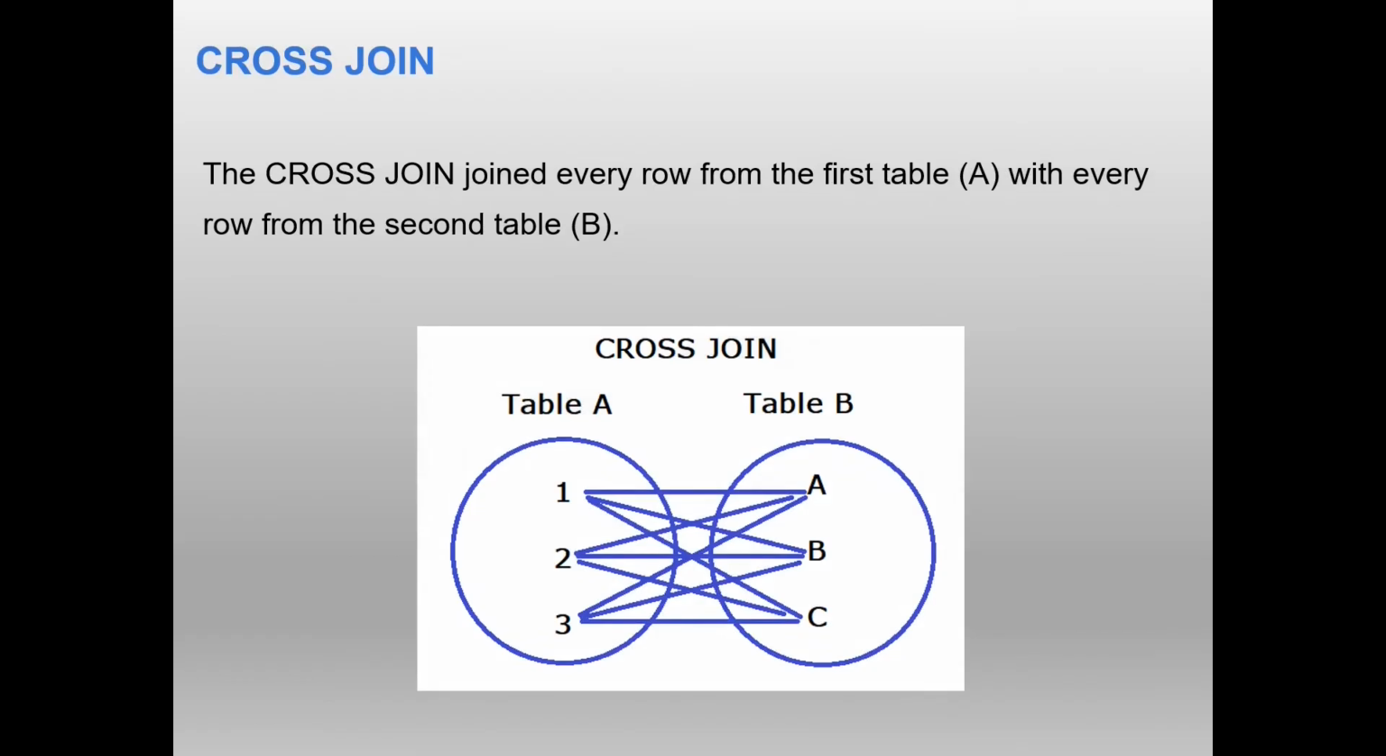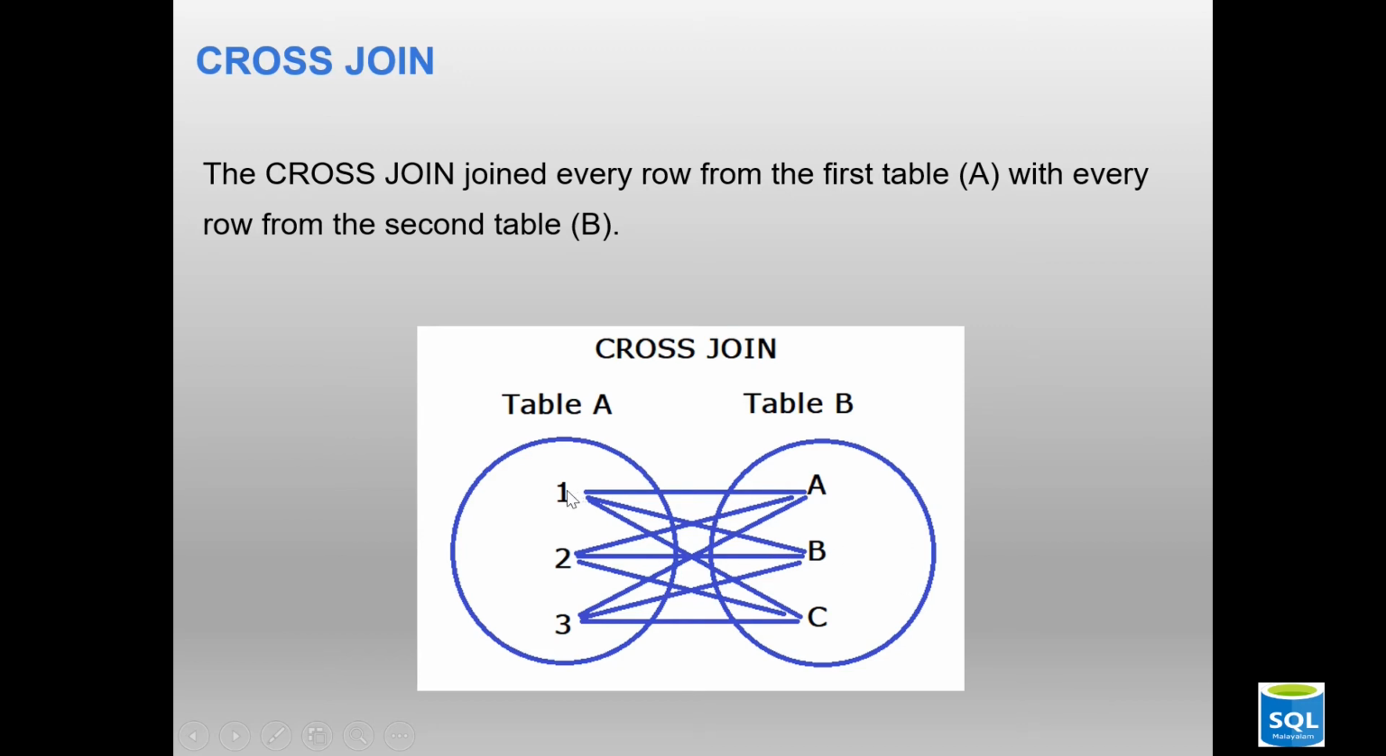Cross join means we will join two tables without any ON clause. Let's say I have a table A and table B in this figure, and both tables contain 3 records. As a result of a cross join, I will get 9 rows.